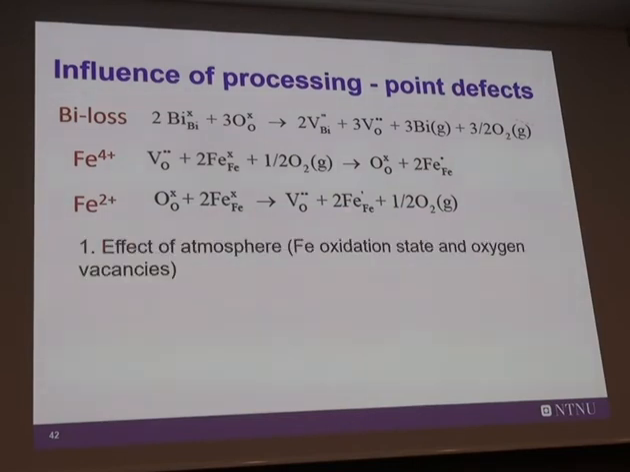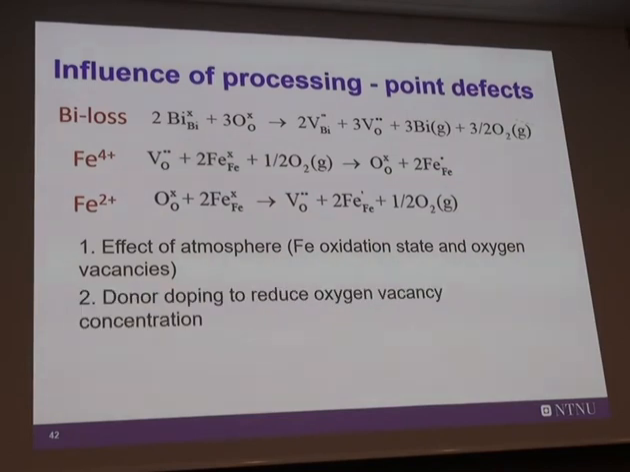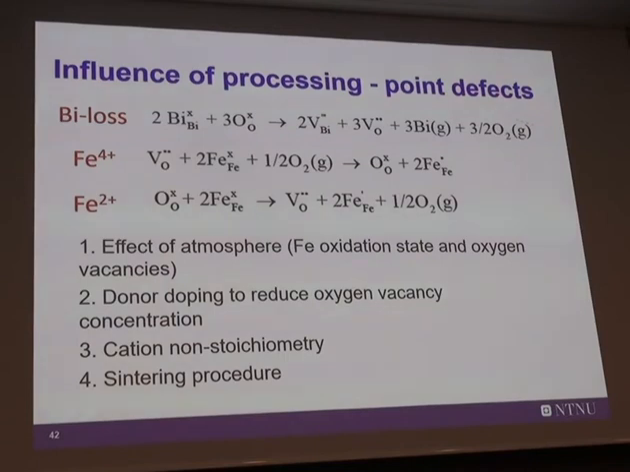And this is, of course, an effect of the atmosphere. You can change the iron oxidation state by changing the partial pressure of oxygen. You can also do donor doping to reduce oxygen vacancy concentration in the same way as it applies for PZT. You can also play with the cation non-stoichiometry. We have looked quite heavily into that, and bismuth ferrite seems to be fairly robust, it's not a huge variation in bismuth to iron ratio. And of course, again, the sintering procedure is very important because of the thermal history.